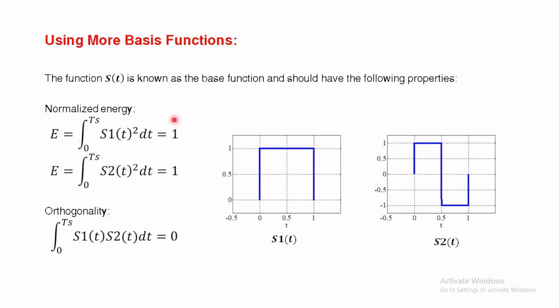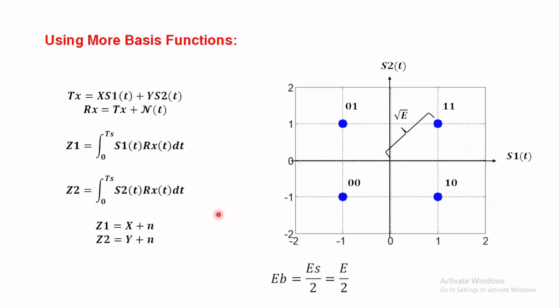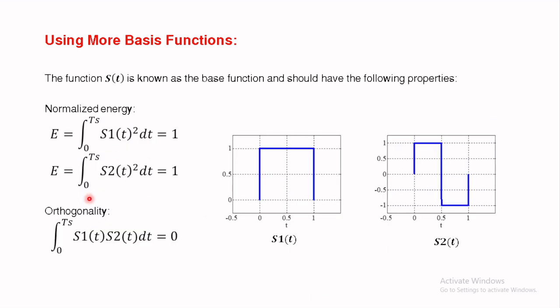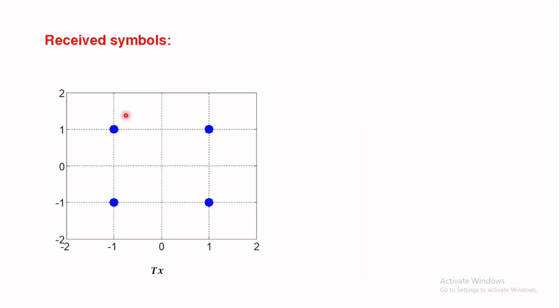The important properties that the base functions should have are that they should have unit energy and they both should be orthogonal. This orthogonality condition was used previously here when we projected the signal on each of the axes or on each of the base signals. So these are two examples of base functions, and we can test these conditions and they work for these two signals.